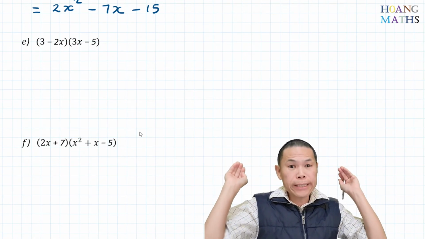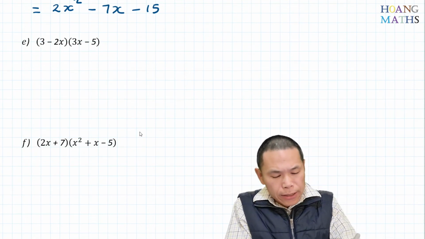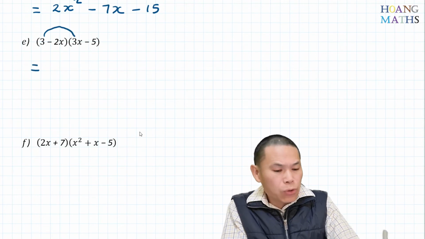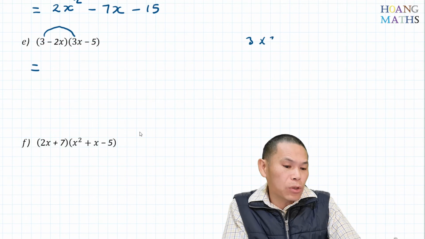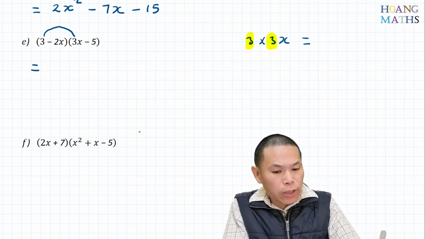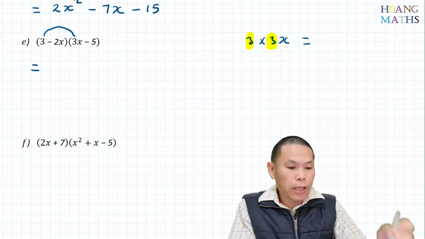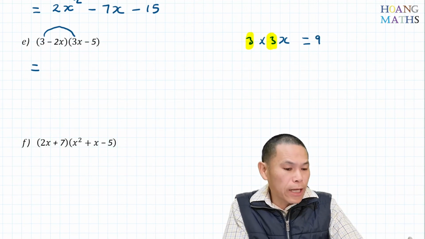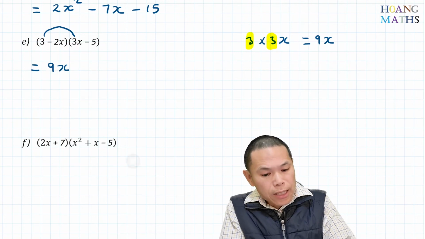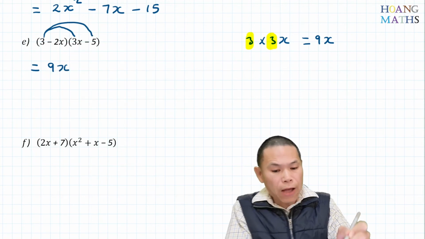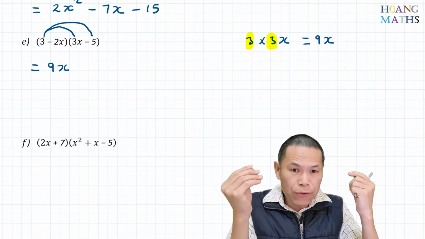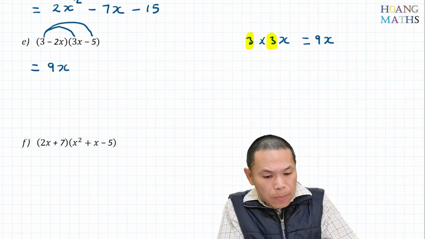Next one. So we expand exactly the same manner, okay? So we go 3 times 3x. So 3 times 3x is equal to, so we have 3 times 3. So 3 times 3 is 9. So just write 9 down. This x, write it down. So give me 9x. And then we go 3 times negative 5. So 3 times negative 5 is negative 15. So just write this down.